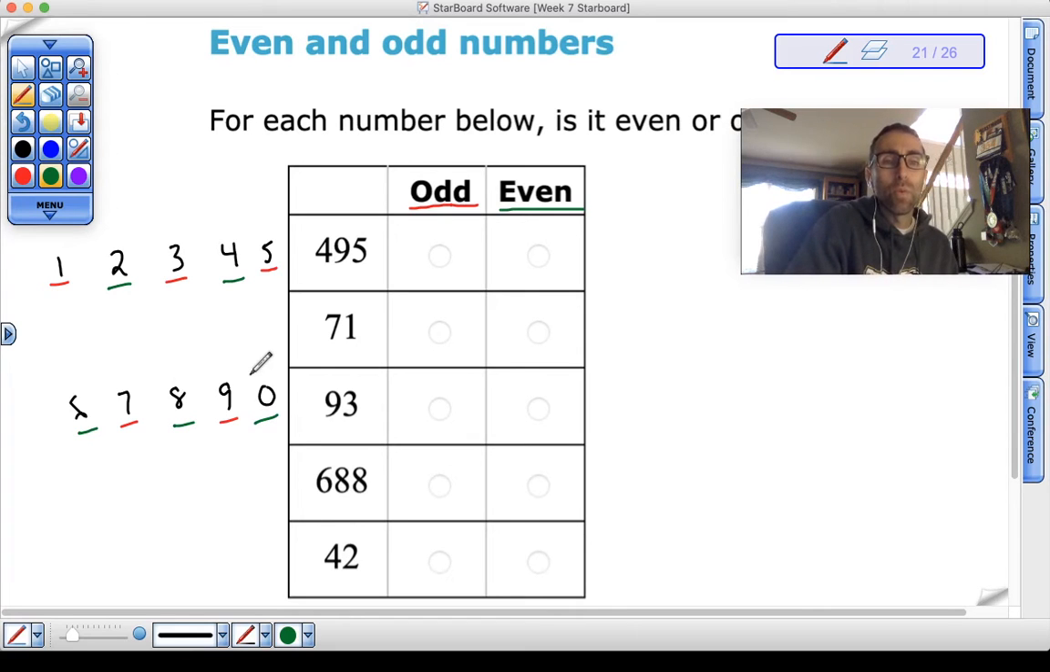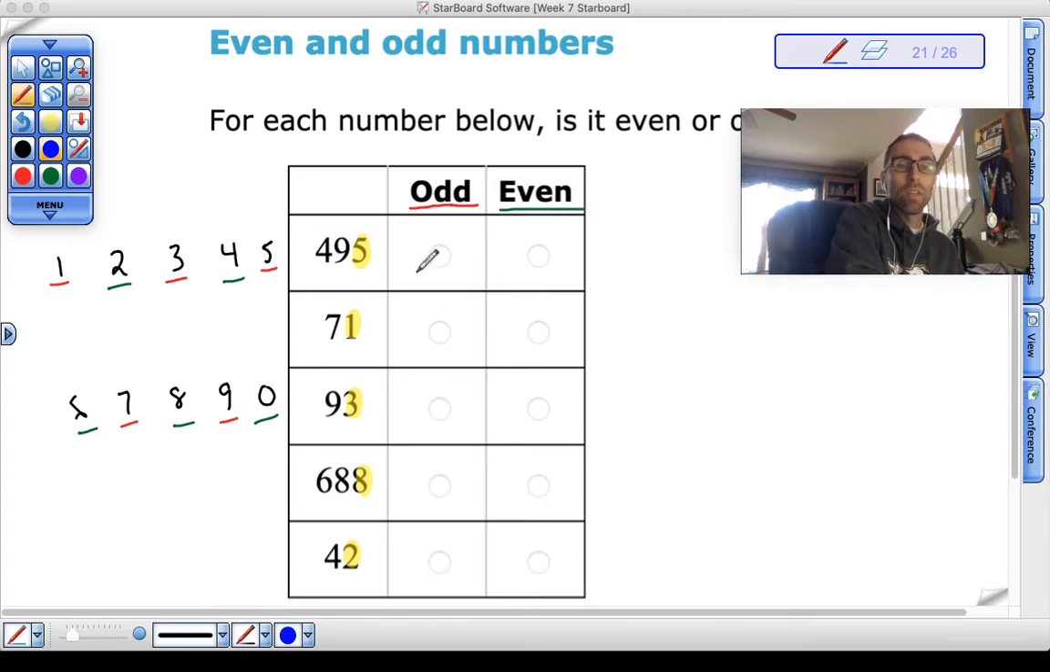I'll keep this chart handy for us for all of our examples here. When we're doing this, we want to look at the last digit in every equation. So here I have, not even equations, just numbers: 495, 71, 93, 688, and 42. I only care about this last number here, the 5. In the 71, I only care about the 1. In the 93, I only care about the 3. In the 688, I only care about the last 8. And for 42, I only care about that last digit, the 2. So these are the numbers that determine whether the entire number is going to be even or odd.